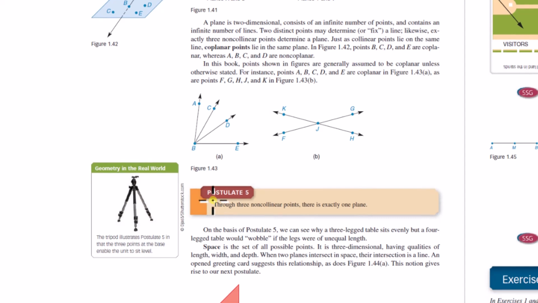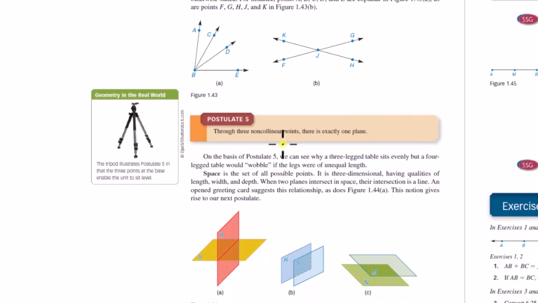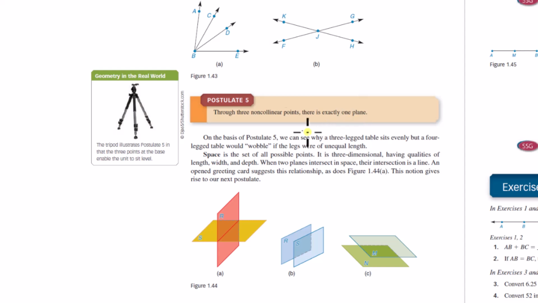All right, postulate 5. Through 3 non-collinear points, there's exactly one plane. So yeah, they made this statement as a postulate, just as with a line, 2 points define a line. Here's the statement that 3 non-collinear points define a plane. On the basis of postulate 5, we can see why a 3-legged table sits evenly, but a 4-legged table would wobble if the legs were of unequal length. That's interesting. All right, space is the set of all possible points. It is 3-dimensional, having qualities of length, width, and depth.